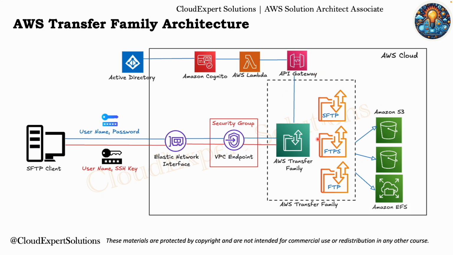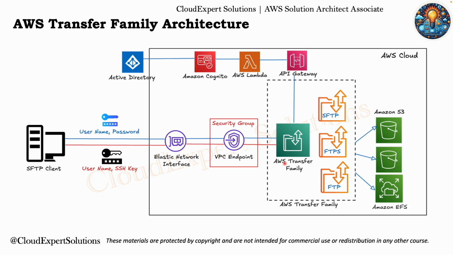To start with the middle portion, here you have AWS Transfer Family. You can configure it for SFTP, FTPS, or FTP based on your requirement, and the data will be backed either by Amazon S3 or by Amazon EFS. Now in terms of authentication options, here you have your SFTP client. You can either use username and SSH key, or you can use username and password. Now let's review both the options.